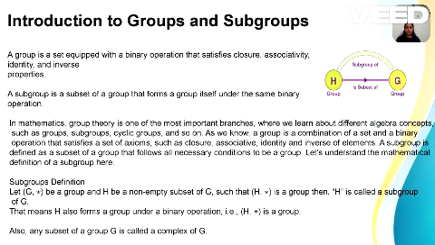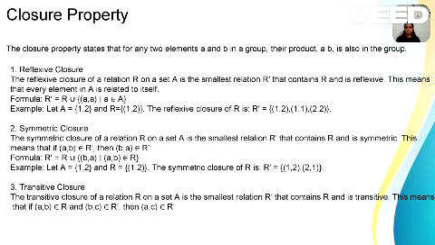Now let's understand the mathematical definition of a subgroup. Let (G, ·) be a group and H be a non-empty subset of G, such that (H, ·) is a group. Then H is called a subgroup of G. That means H also forms a group under the binary operation, that is, (H, ·) is a group. Also, any subset of a group G is called a complex of G.